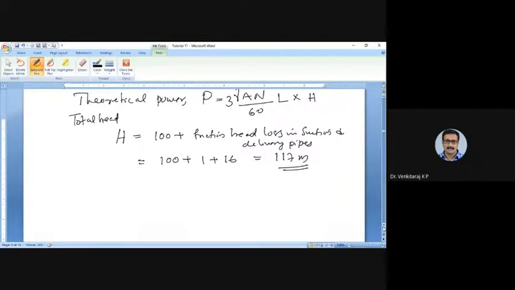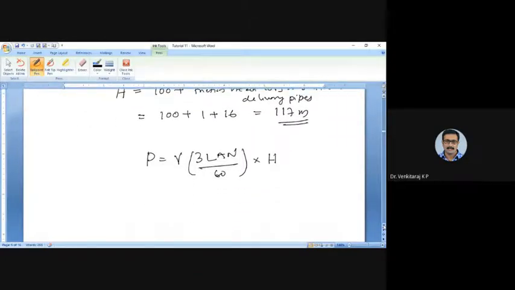So now we can write the theoretical power as P equal to gamma into this 3 LAN by 60, and rearranging, you can write this as P equal to gamma value into the theoretical discharge Q theoretical into the head.